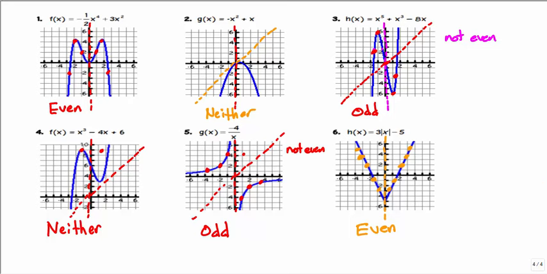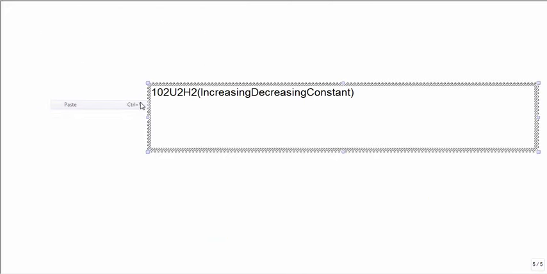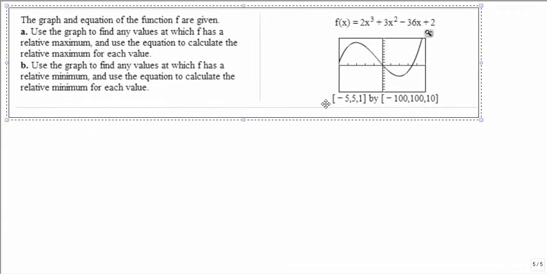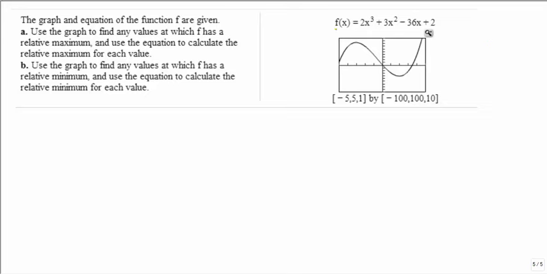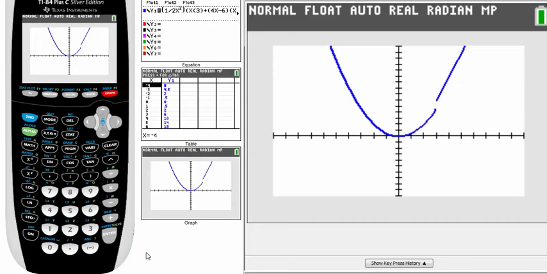The last part of this assignment, we're going to be looking at a graph, and with this graph we're going to be determining intervals of increasing, decreasing, and constant, and then we'll also talk about relative extrema. Okay, so let's go ahead and first of all get the correct graph in here. It wants us to graph this on our calculators first, and it gives us a specific viewing window. So it says graph f of x equals 2x cubed plus 3x squared minus 36x plus 2, and this is the viewing window that they're wanting us to look at. So let's go ahead and do that first.